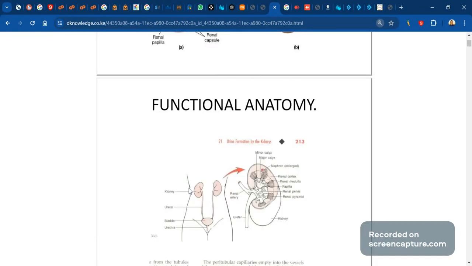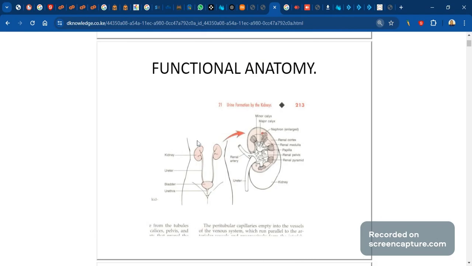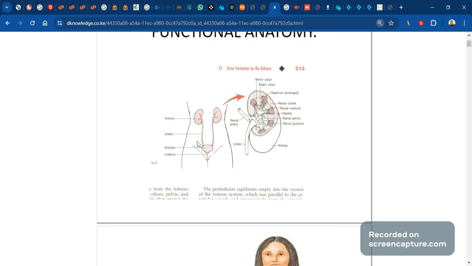So, the functional anatomy of the kidney is simple. The kidney normally helps in urine formation, and that is what you've been learning. You remember in biology in Form 2, that is excretion and homeostasis. The functions of the kidney are filtering waste products from the blood, balancing the blood volume, and regulating the pH of the blood. And pH is the acidity and the alkalinity of the blood.